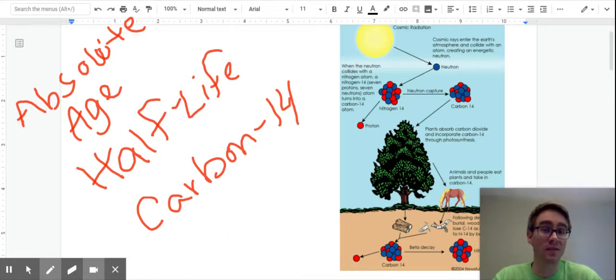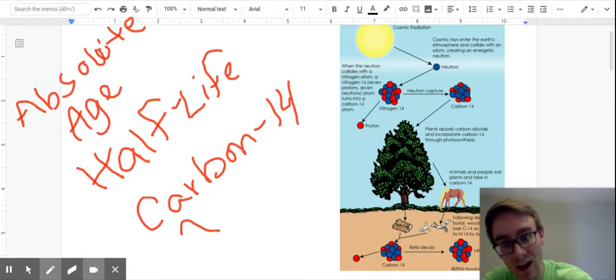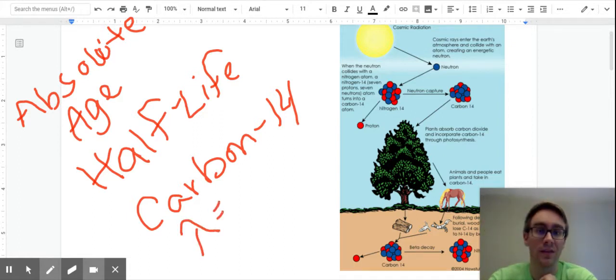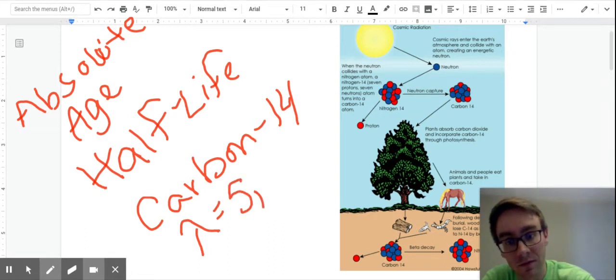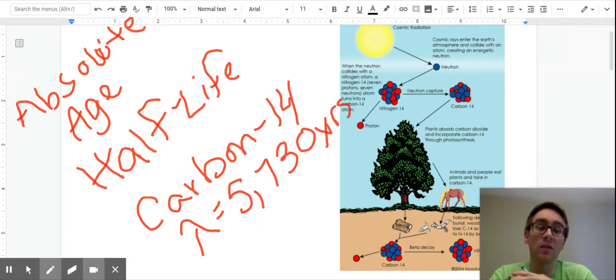Based on how much there was and how much there is now, we can tell how old that object is, because carbon-14 slowly decays into nitrogen-14, and its half-life, which we represent with that symbol there, is 5,730 years. All right, that's how long it takes for half of the carbon-14 in our bones. This is where we find carbon-14 in humans. That's how long it takes for half of those atoms to decay into nitrogen-14.